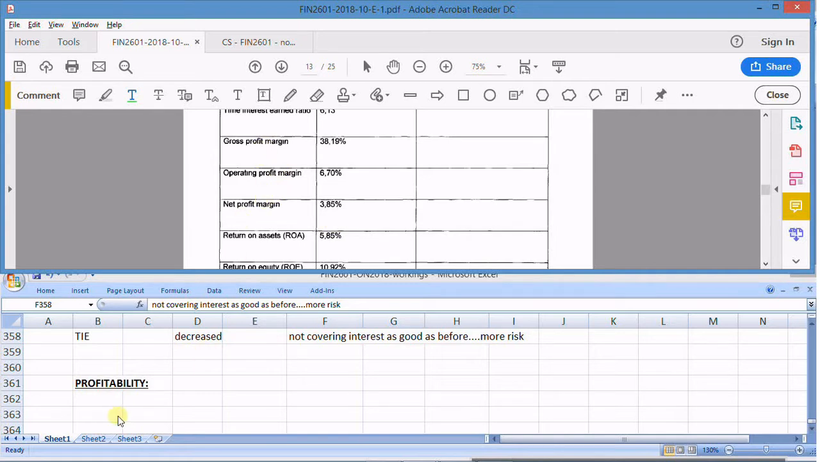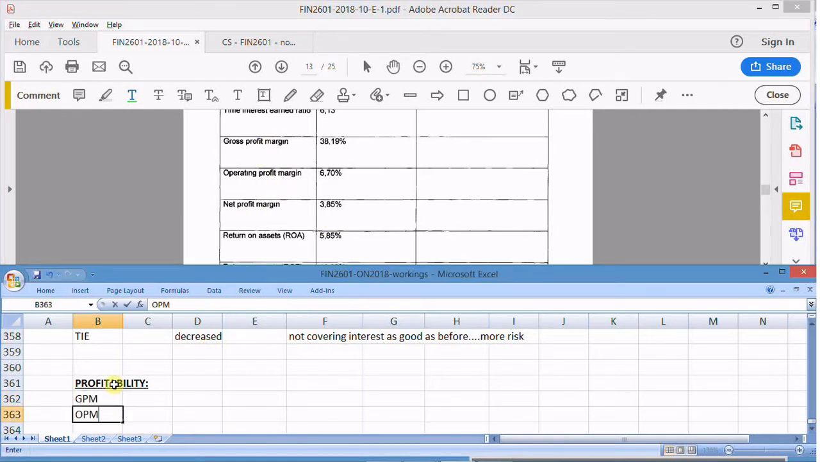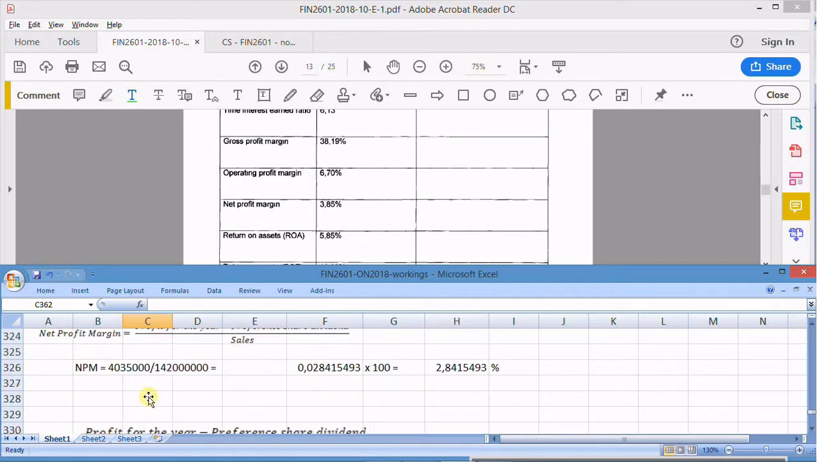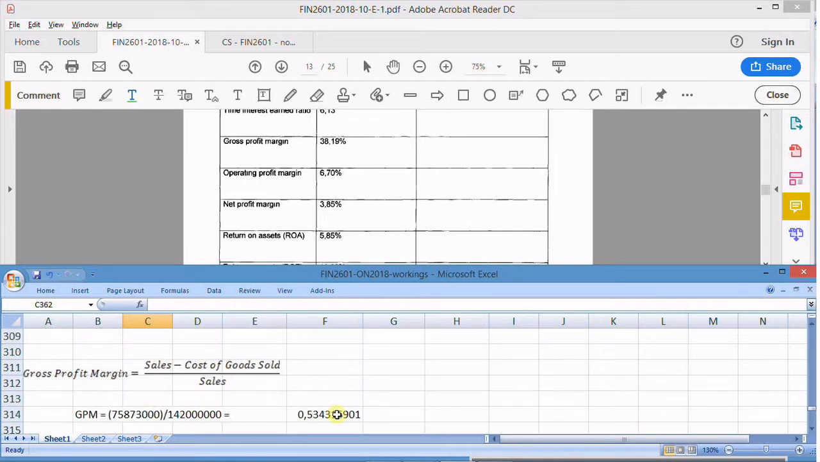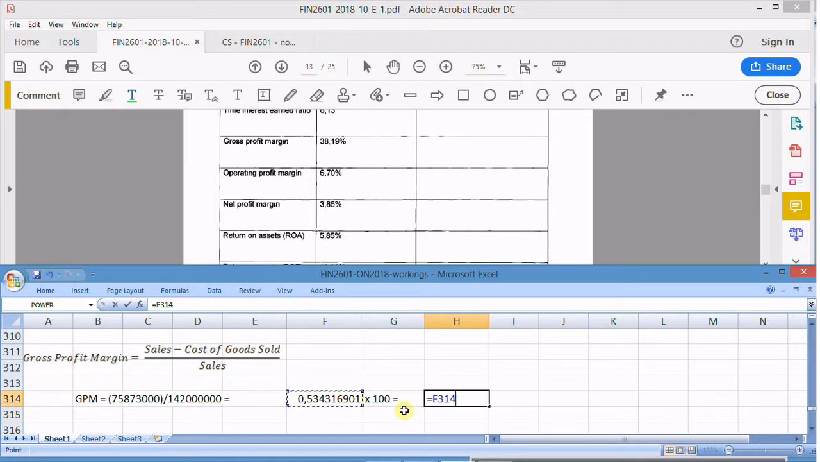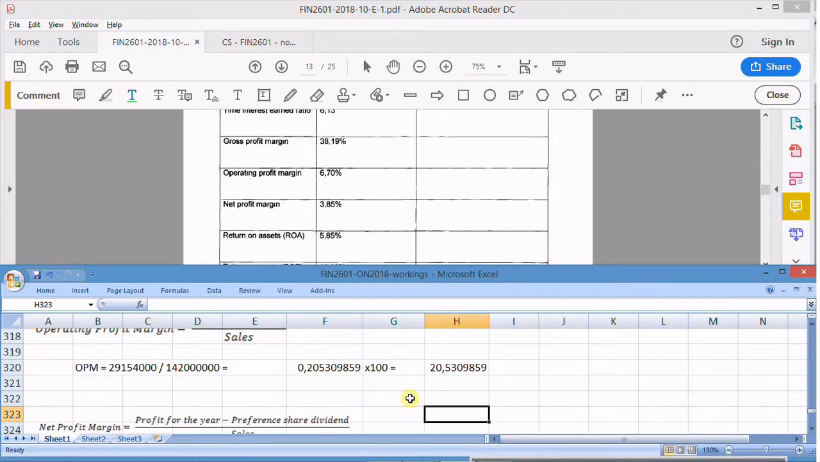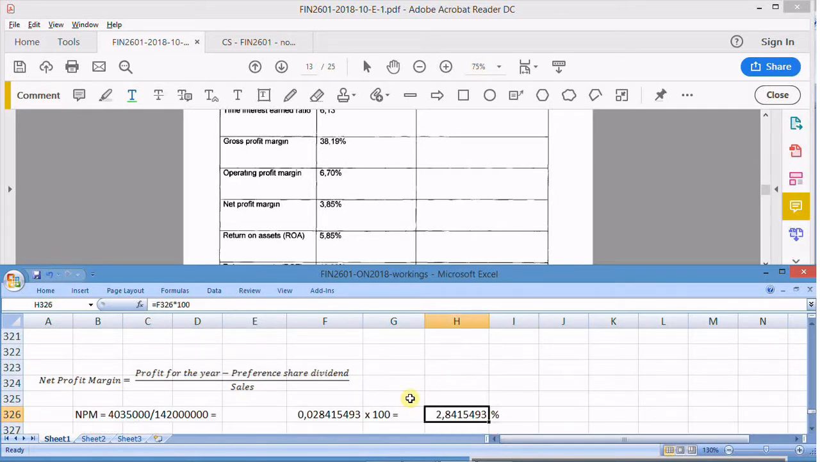Right, and then profitability, which should be all of those three, eh? Yeah. Gross profit, GPM, OPM, NPM. Okay, let's go see, did they improve or not? Okay, GPM, 53%. Improvement or not? Improved. Has it? Yeah. Okay. Because it's 38.19. This one, times 100. And improved. Also improved. Okay, you're looking, so you can just tell me. Has it improved as well? Mm-hmm, a lot. Okay, net profit margin, 2.8. Decreased. Okay, so net profit has decreased. The rest have gone up.